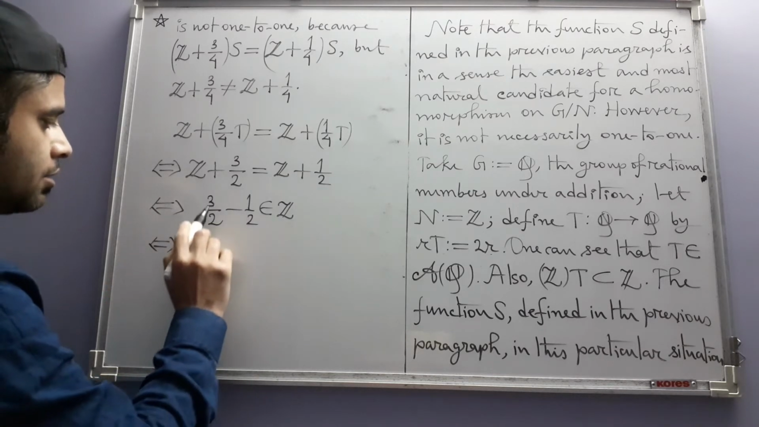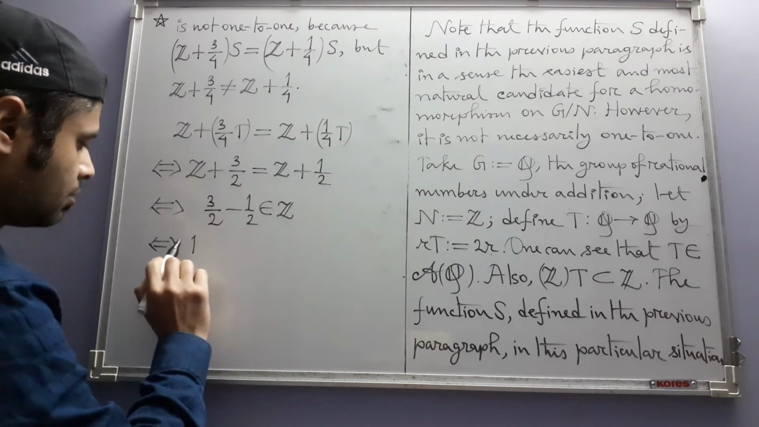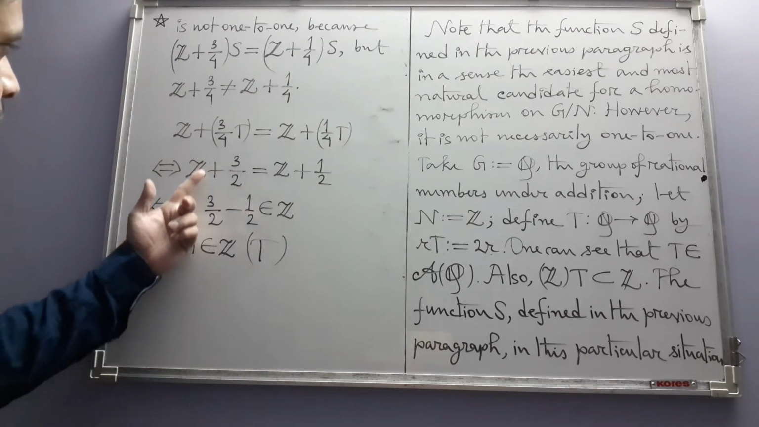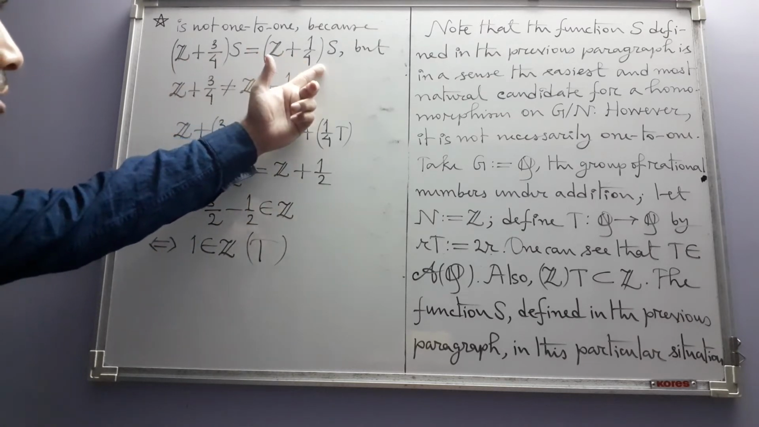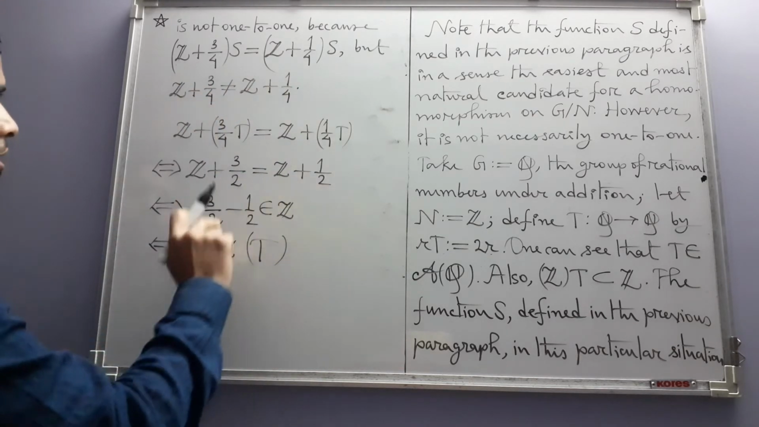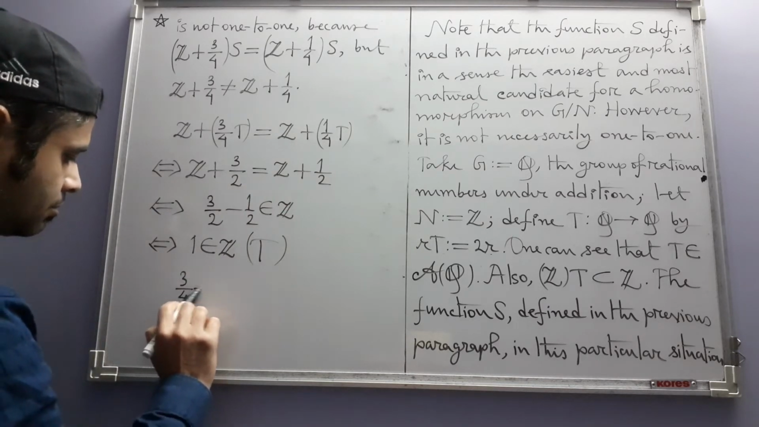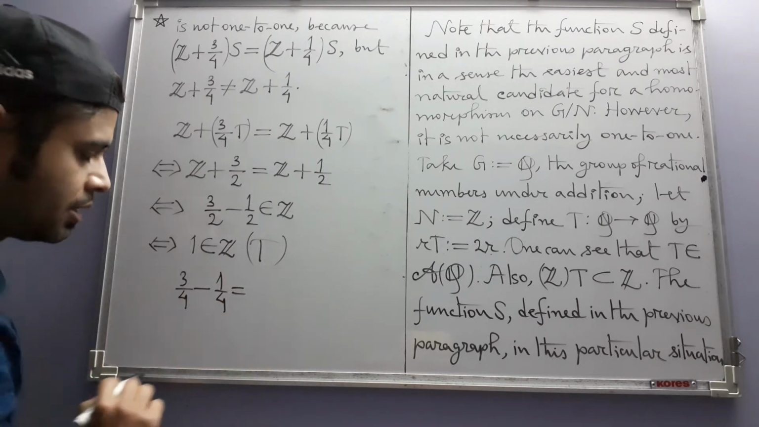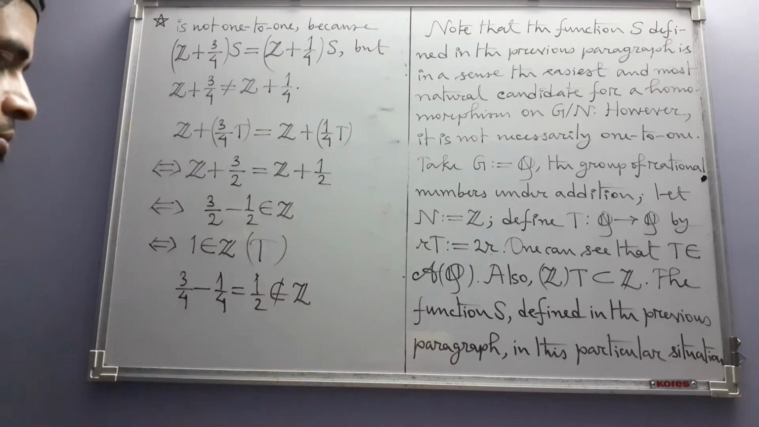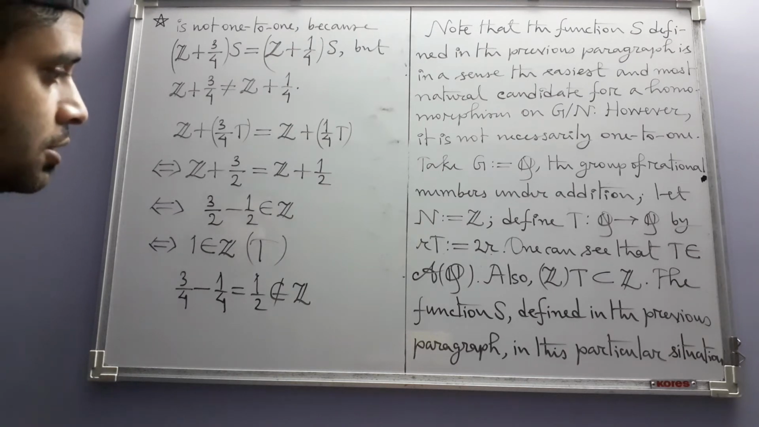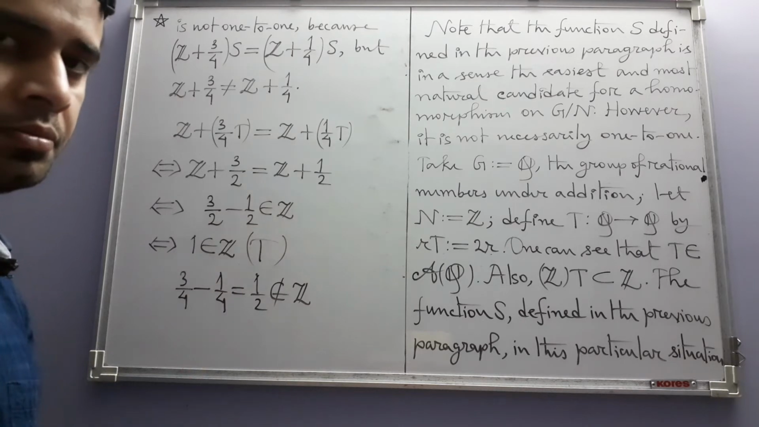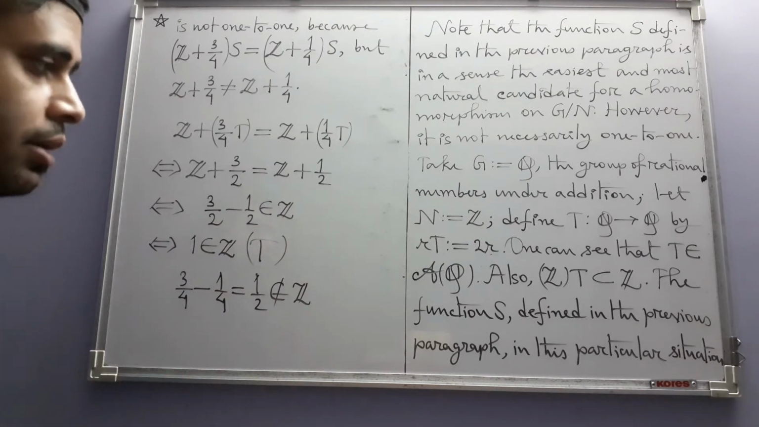In other words, this is what? 3 minus 1 divided by 2, that is 1. This is a true statement. So that means these equivalent statements are also true, and consequently these two S images are equal. However, these two are not equal. Why? Because just like this one, if you calculate the difference, it will be 2 divided by 4, and this does not belong to the set of integers. So you see that in this particular case, the S that we are trying to show in general is not 1 to 1. So our S has failed.